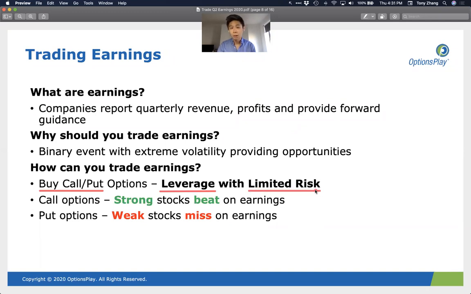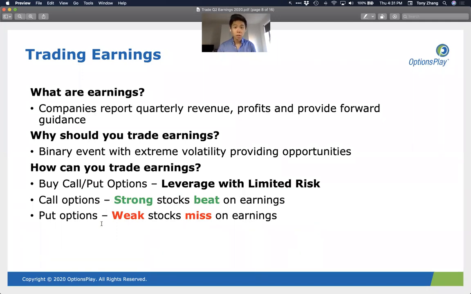And there are two primary strategies that we're going to be taking a look at. One is call options. The other one is put options. Now, most of you here on this webinar should have a basic understanding of calls and puts. Calls are for stocks that you believe are going to be strong stocks that are going to beat on earnings. Put options are for weak stocks that you think are going to miss on earnings.